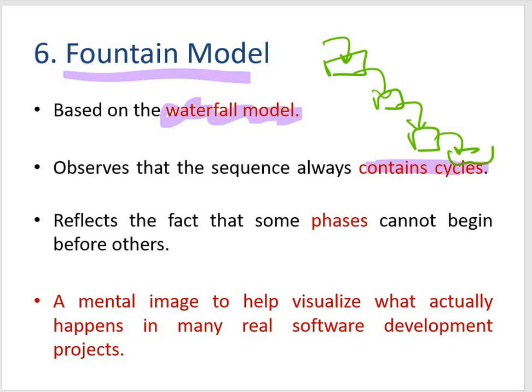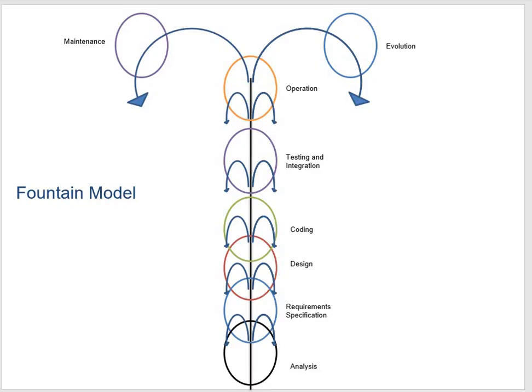Now, let's talk about the final model, which is a practical model, called your fountain model. This is based on your waterfall model, which you've already studied. Recall that waterfall model, where we had this kind of structure. Observe that the sequence always contains cycles. This reflects the fact that some phases cannot begin before others. Once the product is ready, then only I can test.